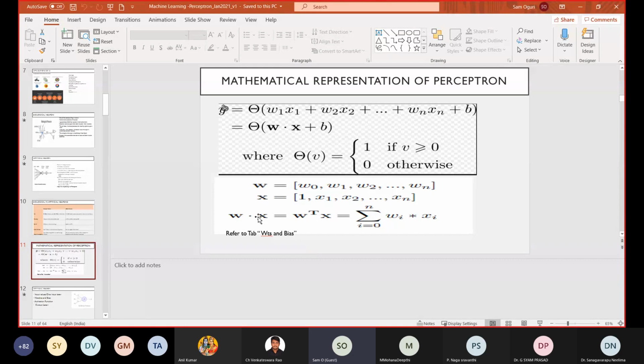Another way of representing this perceptron is W transpose X, where W is a vector of weights and X is a vector of features. To explain, I can show you a small diagram where you can understand what this transpose and all these things mean.